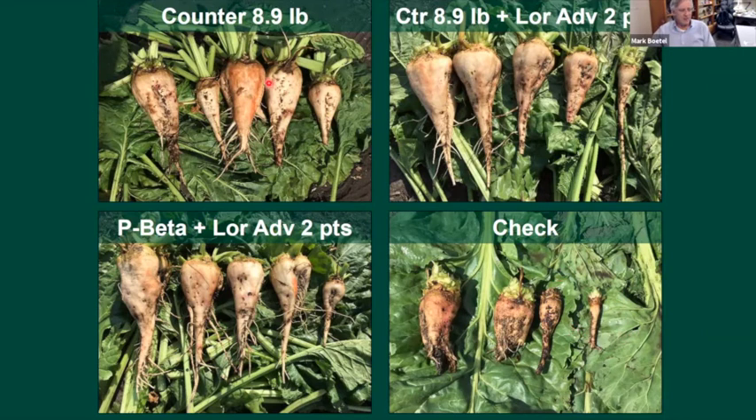Up in the top upper left, we've got Counter alone at a high rate. Beets don't look too bad, but they're a little bit scarred near the tip. When we add the Lorsban, we get a little better protection, but those are a little bit beaten up too. The pressure has been pretty substantial. Similarly, the Poncho Beta as a seed treatment and then combining with Lorsban looked pretty good also.